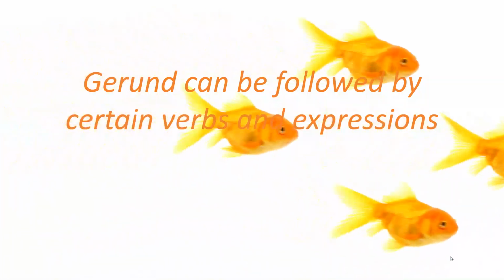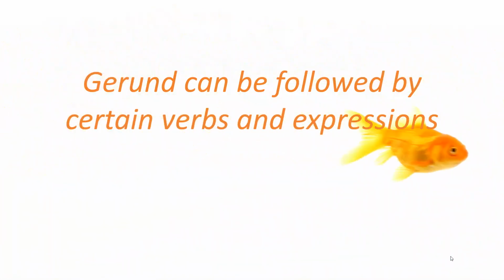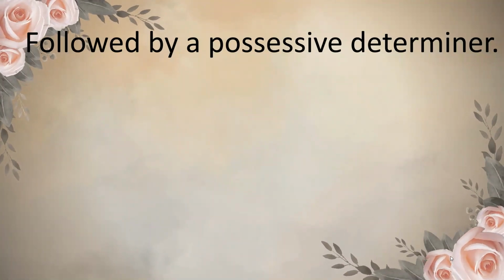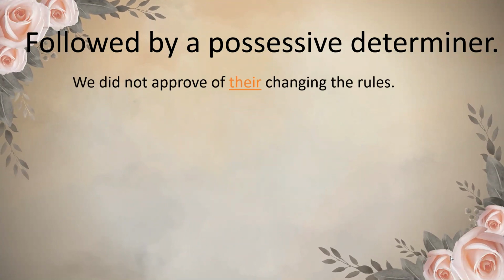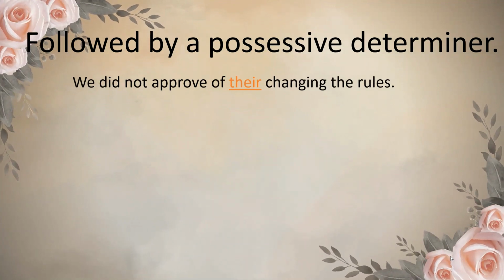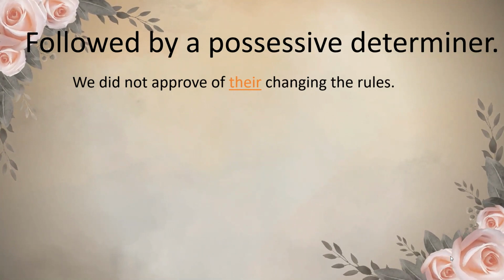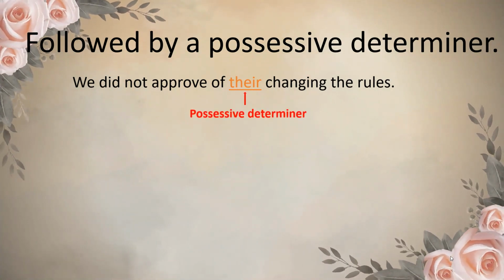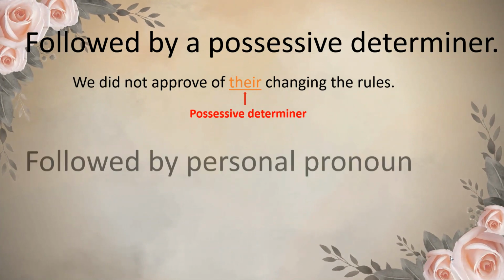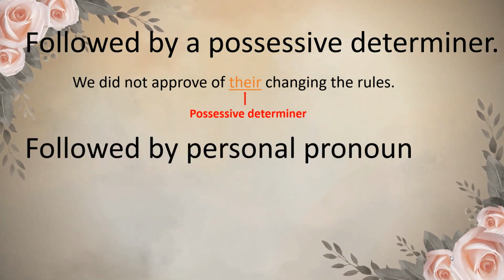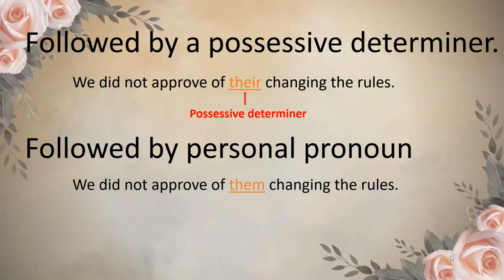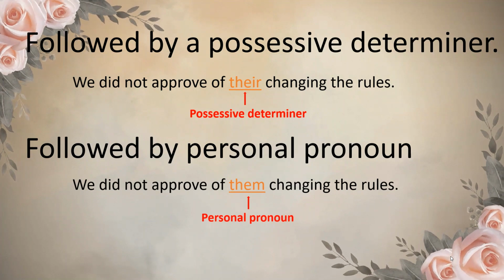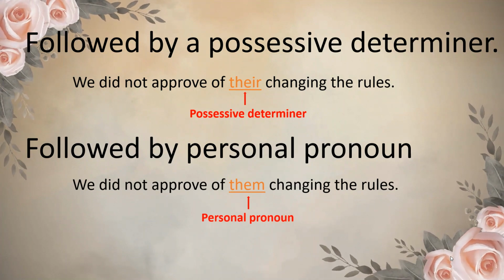Gerund can be followed by certain verbs and expressions. Let's look at them. It can be followed by a possessive determiner. For example, we did not approve of their changing the rules. So their here is a possessive determiner. It can be followed by the gerund. It can also be followed by a personal pronoun. For example, we did not approve them changing the rules. Them here is a personal pronoun.